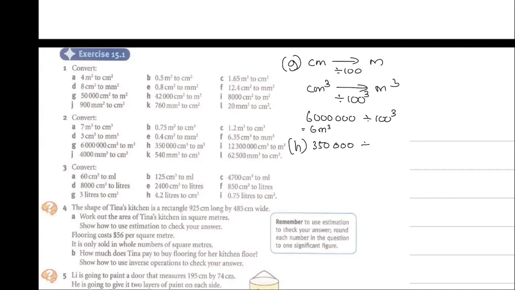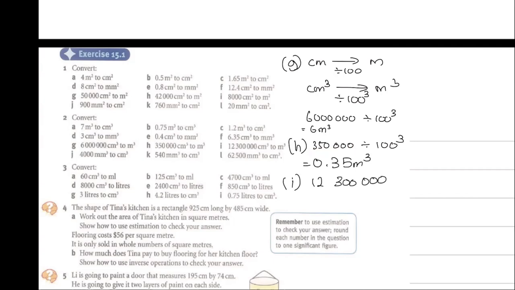350,123 divided by 100 cube. So 6. 1, 2, 3, 4, 5, 6, everything. So the decimal place will be here. 1, 2, 3, 4, 5, 6. The answer would be 0.35 cubic meters. I.